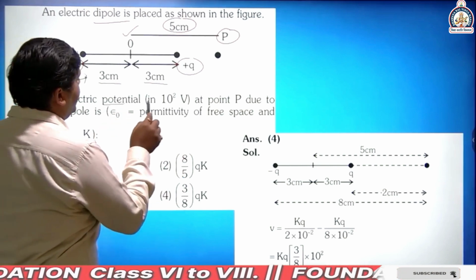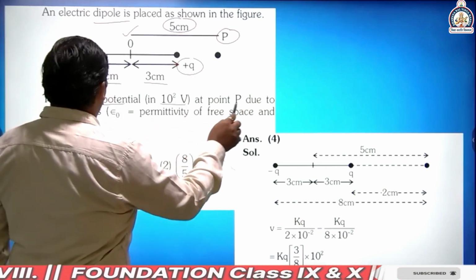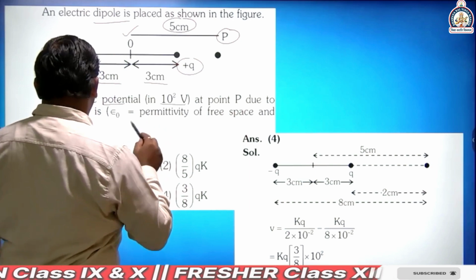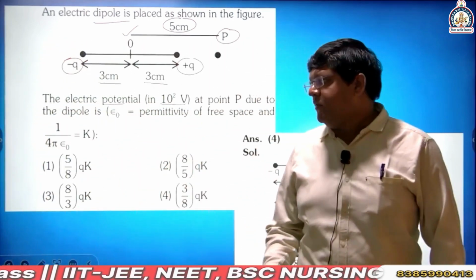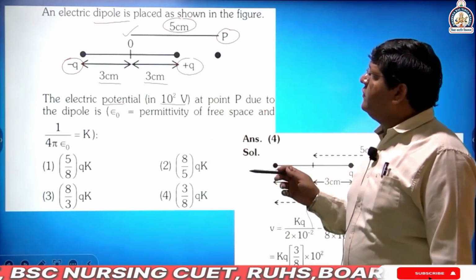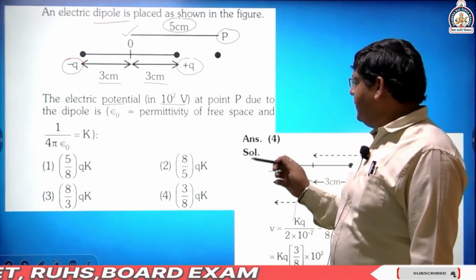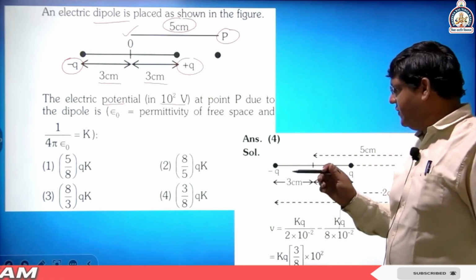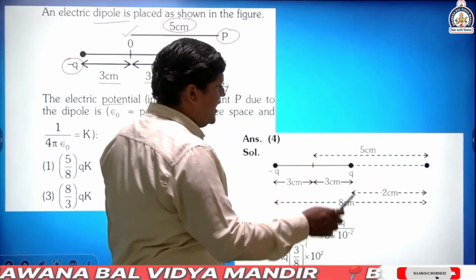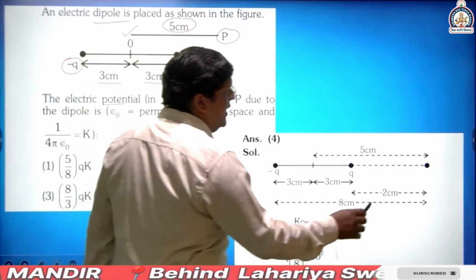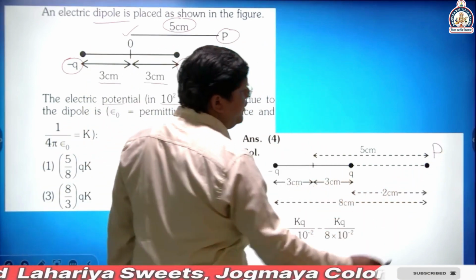Now the electric potential at P due to the dipole is some value times 10 raised to power 2. We have to calculate the value of potential. For calculating the value of potential, we can just read out the diagram. And now we have to calculate the value of potential at point P.